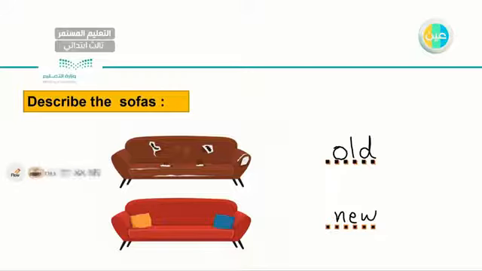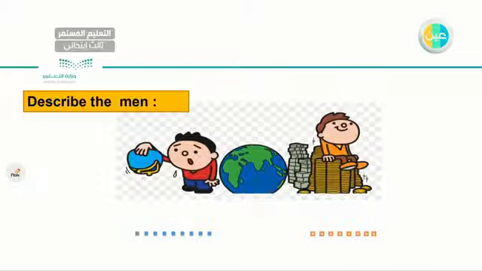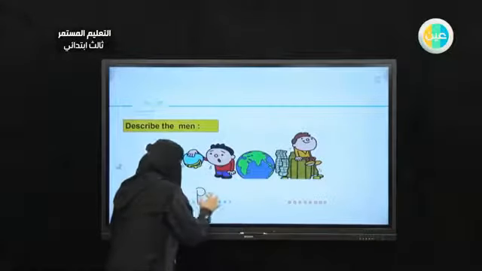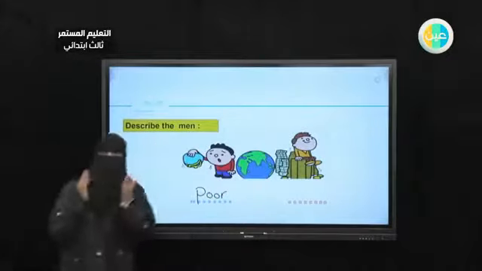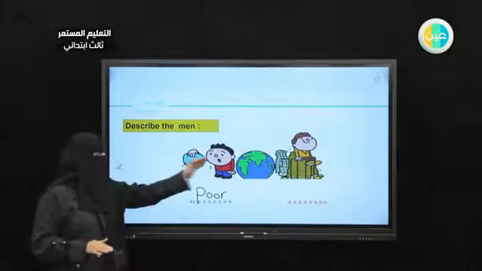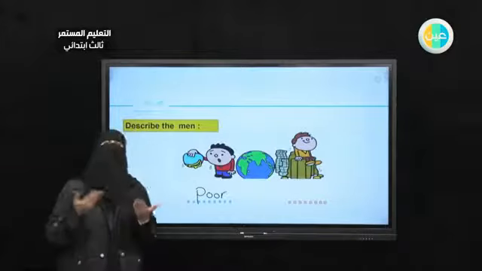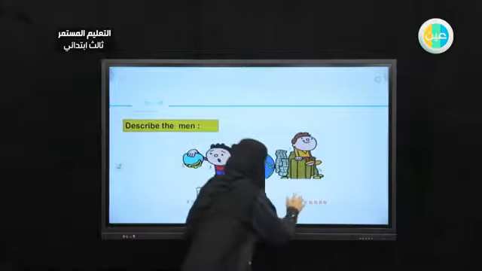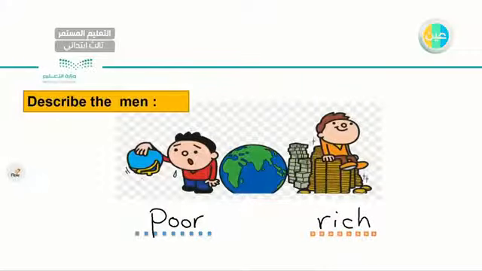Okay, let's go to the next one. For this one, as you can see, I have two men here. The guy to the left is showing us that he has no money. So the adjective is poor. He is poor. Very good. He has no money. Excellent. But the guy to your right has a lot of money. So he is, exactly, rich. He is rich. And these are opposite, poor and rich. Let's go to the next one.